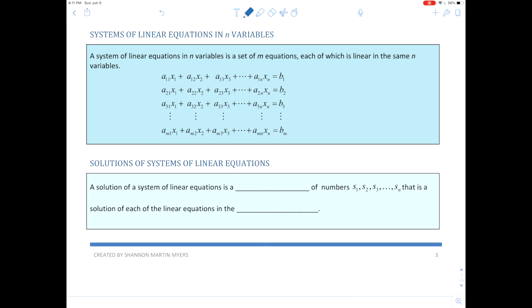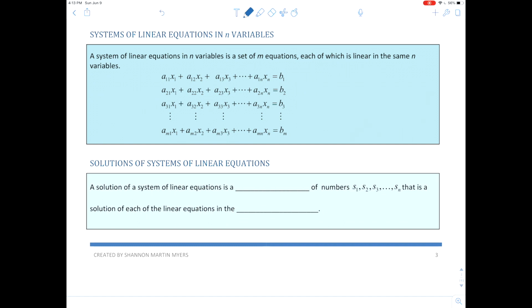All right, so now we build on the definition from before. Now instead of just a linear equation in n variables, we talk about a system of linear equations in n variables. A system of linear equations in n variables is a set of m equations, each of which is linear in the same n variables. So here we've got, and this is very general, so that if m doesn't equal n, you're good.